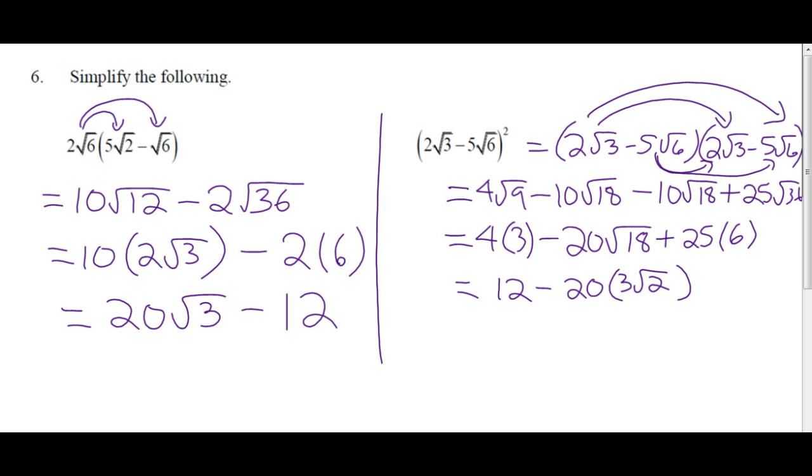How do I know, right? Eventually you're going to know root 18 is 3 root 2. You're not going to have to go and check it. Okay? Until then, take a moment. It's not that long. 25 times 6, 150. So what do we got? 162 minus.